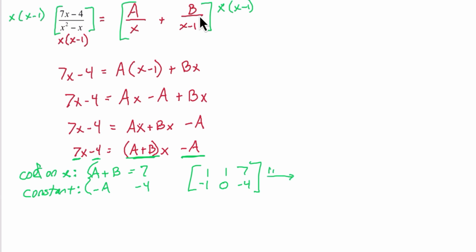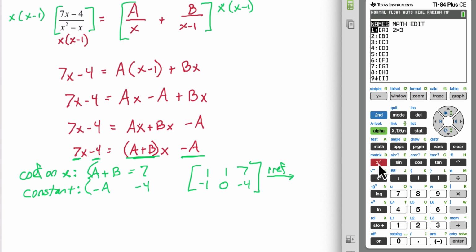And our goal is to reduce this in the calculator. So we go to second, matrix, then to edit, hit enter. This is a 2 by 3: 2, enter, 3, enter. Then typing in those entries, we have 1, 1, 7, negative 1, 0, and negative 4. Always double check, make sure there are no typos. Then exit the matrix by hitting second quit.